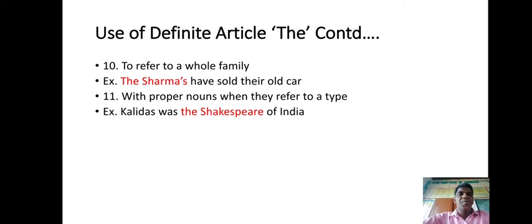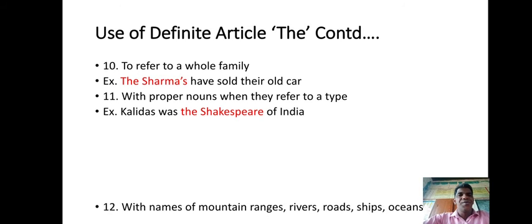Next, with proper nouns when they refer to a type. For example, Kalidas was the Shakespeare of India. So here we are referring to a proper noun, that is Shakespeare, but we are referring to a type, and that is why it is preceded by the article the.